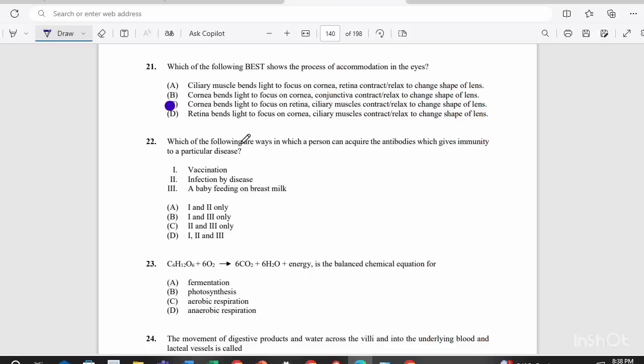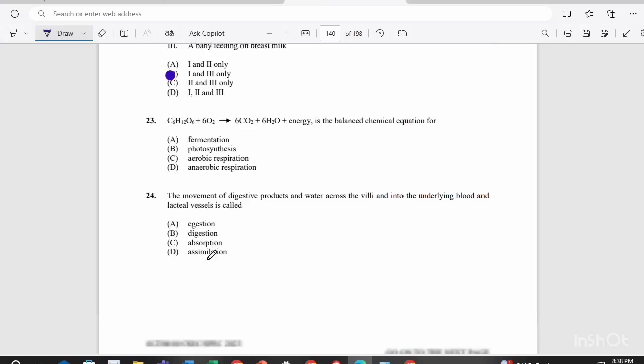Question 22. Which of the following are ways in which a person can acquire the antibodies which give immunity to a particular disease? 1. Vaccination. 2. Infection by disease. Or 3. A baby feeding on breast milk. The answer there is B. By vaccination and a baby feeding on breast milk. Those are how you'd get the antibodies. Infection by disease, you'd get the antigen.